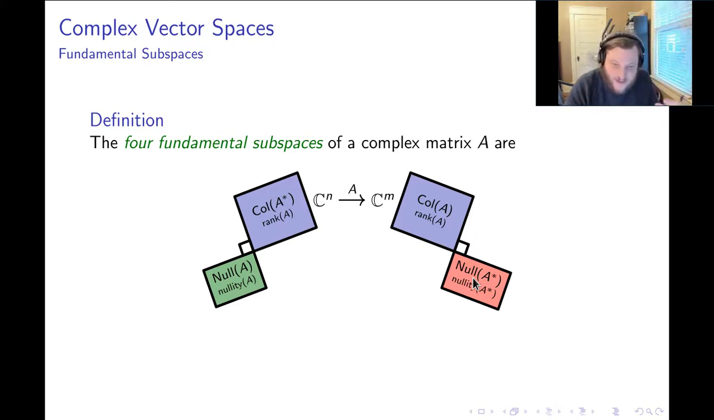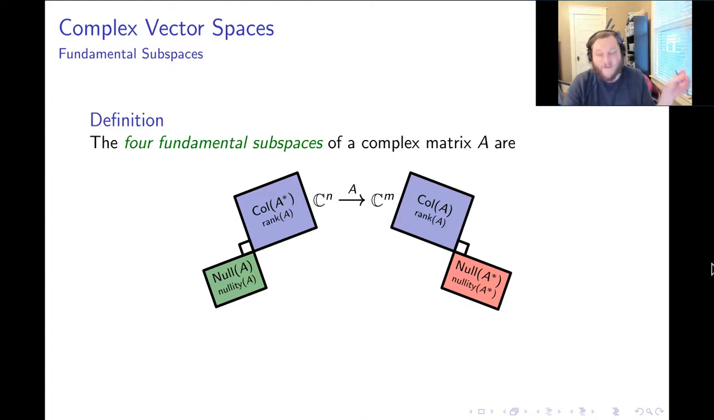The dimensions are still given for the column space and the column space of the conjugate transpose. Those are still the rank of the matrix. The dimension of the null space is still the nullity, and the dimension of the null space of the conjugate transpose is the nullity of the conjugate transpose. And we still have the rank nullity theorem, which tells us that the rank plus the nullity equals the number of columns, and also that the rank plus the nullity of the conjugate transpose equals the number of rows.